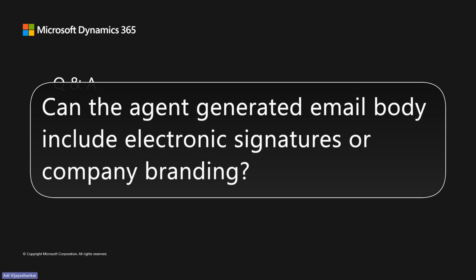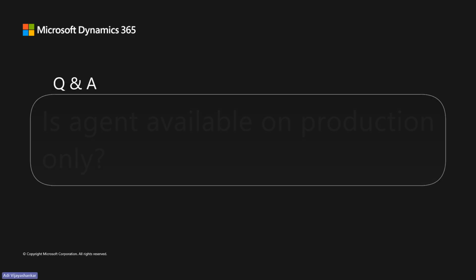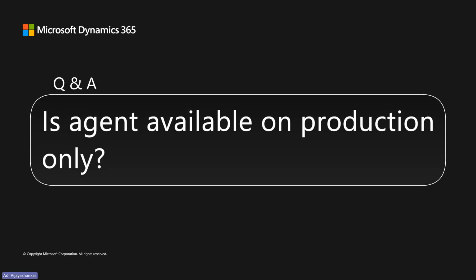Yeah, I think I want to check on this one. Can the agent-generated email body include electronic signatures or company branding? They're not electronic signatures, but as Beatriz illustrated, we do have the signature option where you can upload images. I think the other one was, is agent available on production only? No, you can use it in sandboxes as well. And in fact, it's in public preview, so we would recommend you to use it in sandbox, test it before it's used elsewhere.